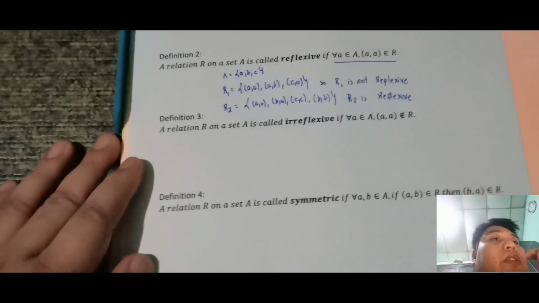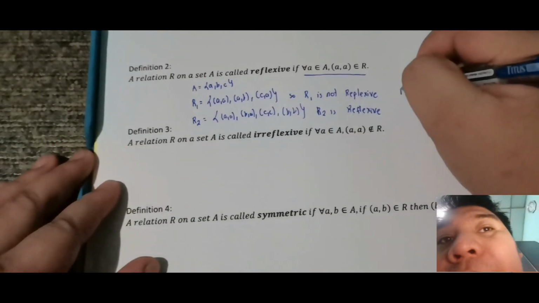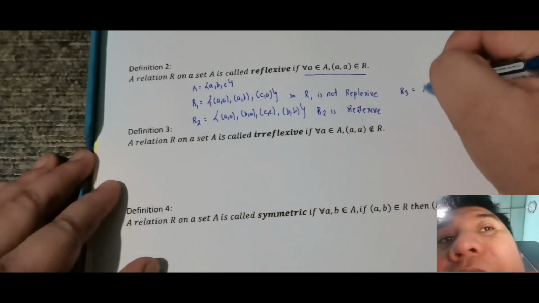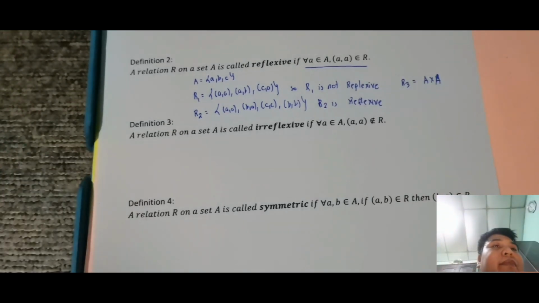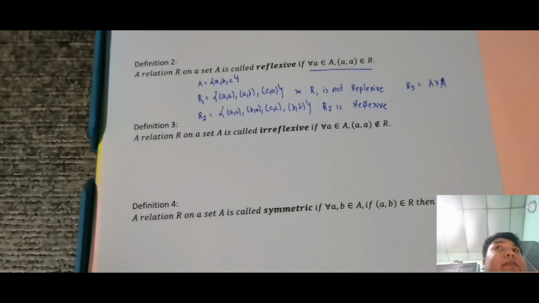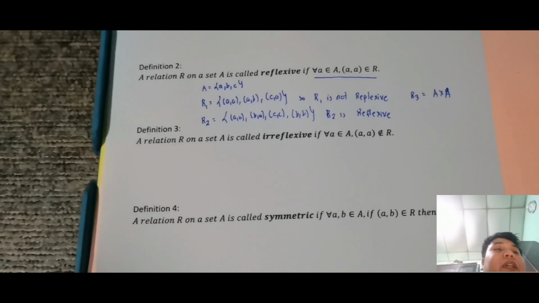Okay, so ganun kasimple. Another, R3. R3 is A cross A. Ano masabi mo? Sir, yes sir, nandun po lahat. Bakit? Kasi A cross A, nandun lahat: si (A, B), si (B, B), si (B, A), si (C, A). Actually, si A cross A, nandun lahat eh. Tama? So, therefore, si A cross A is automatic reflexive.